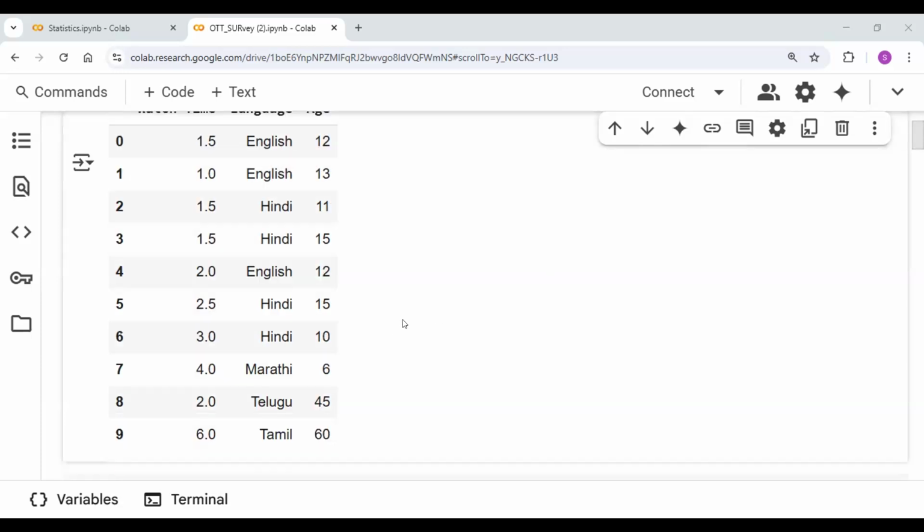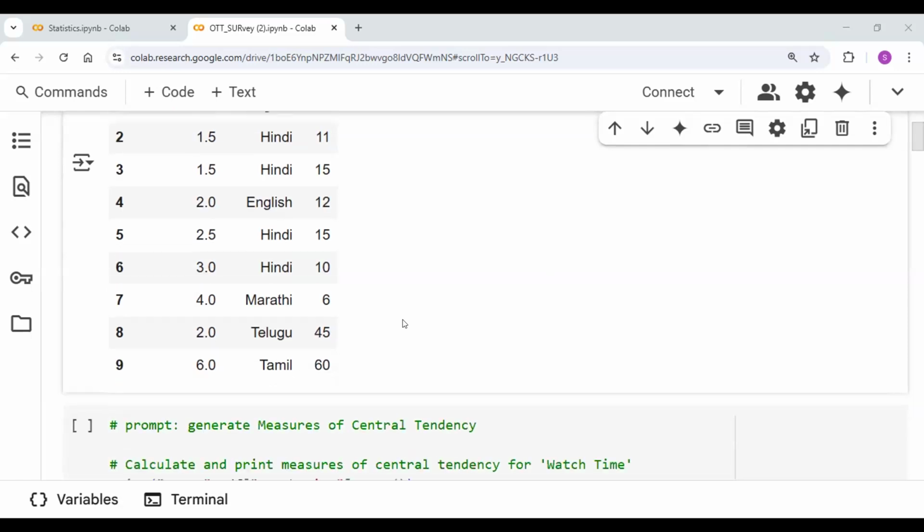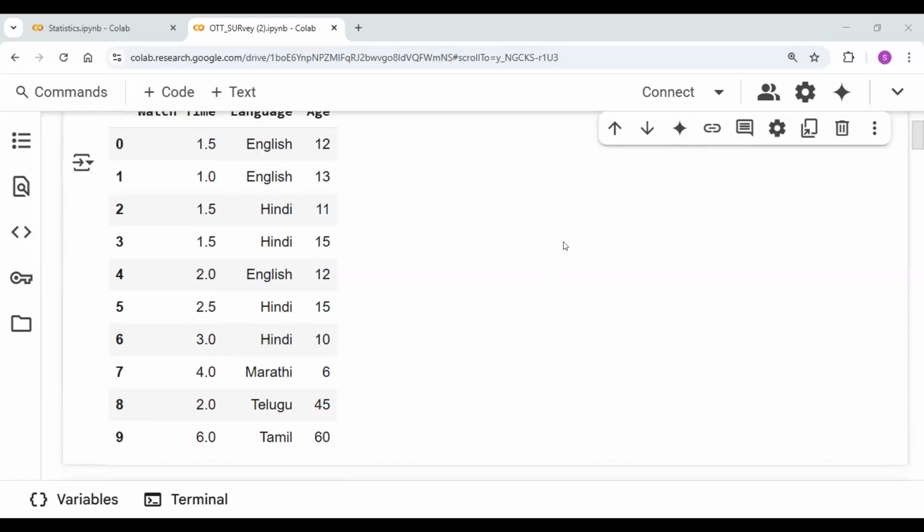So low standard deviation, is it low standard deviation? How do you say it is a low standard deviation? It's 1.25, 1.5. Okay. Did you compare with the mean? So with respect to what feature is the low standard deviation? With respect to watch time or age?